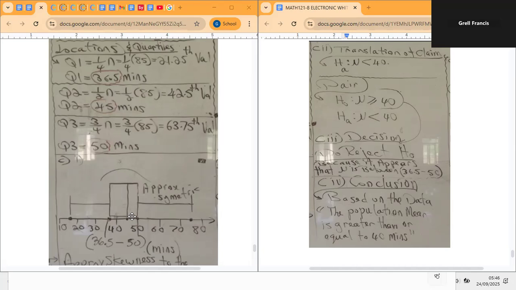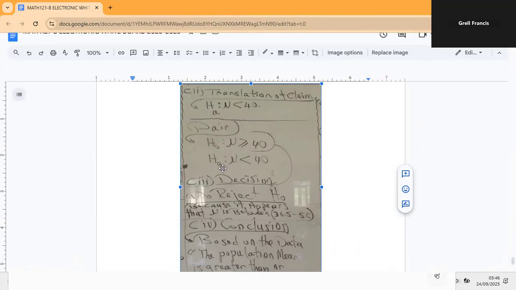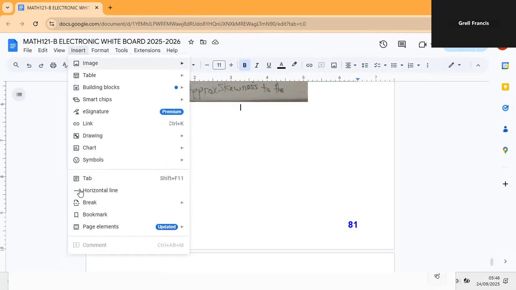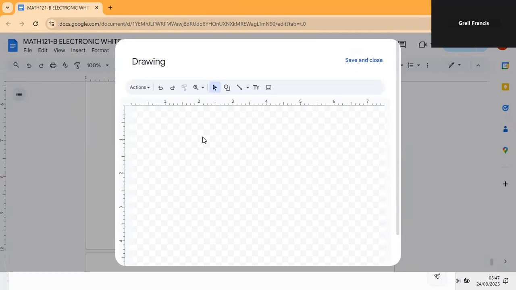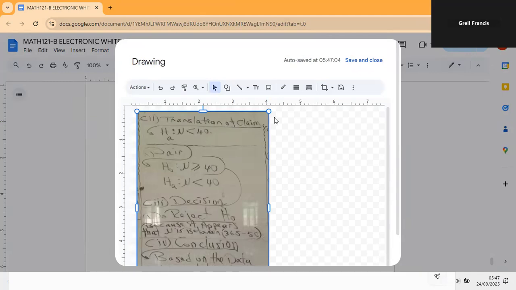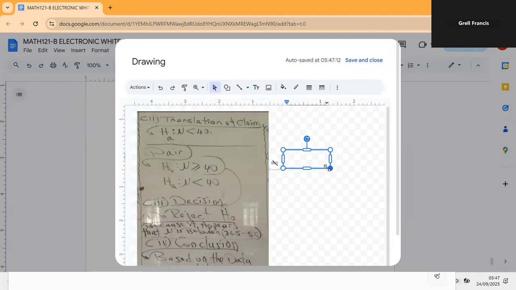So the decision here now would be not to reject the null hypothesis. This seems to be an error. Okay, so let us rectify this. It says do reject the null hypothesis, but since the null hypothesis is basically agreeing with what the data is saying, okay, meaning that the population mean appears to be, if not more than, but equal to 40 minutes, okay, then we must not reject the null hypothesis.